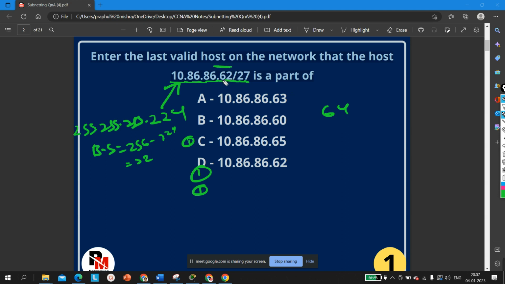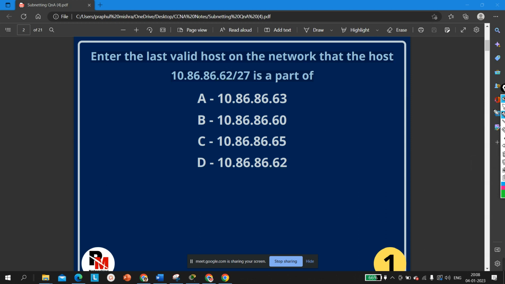I am talking about this octet. 64? No, because this one is 62, right? That means network ID will be 32. This one will be the next network, right? Next network will be 64. That means this network will end on 63. So last valid IP address will be what? 63 or 62 here? 62. So which one is the right answer? D. Right? Is it clear to everyone how option D is right? If anyone didn't get me, please let me know. I will explain again, no problem.